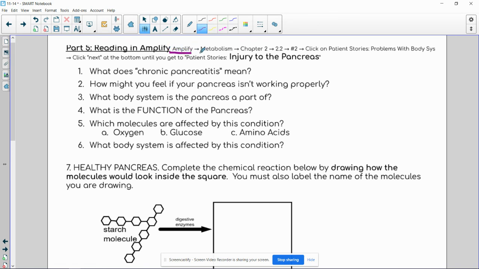You have to go to Amplify. Remember, here's all your clicks to get there. It's a reading assignment, so you read, answer the questions. Shouldn't take you that long. If you finish, email me. I'll tell you the answers, and then you can be done.